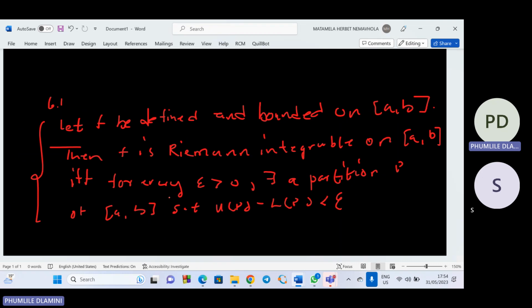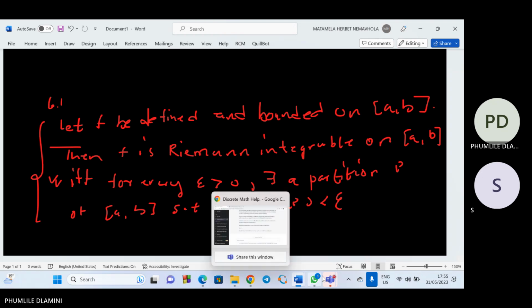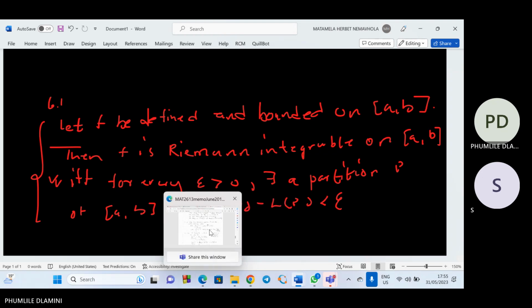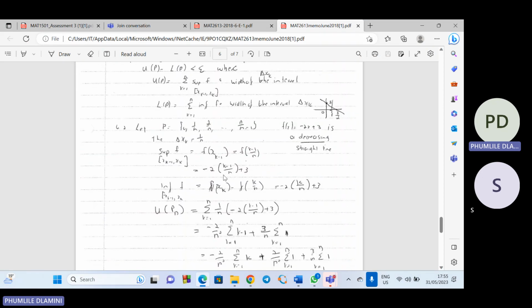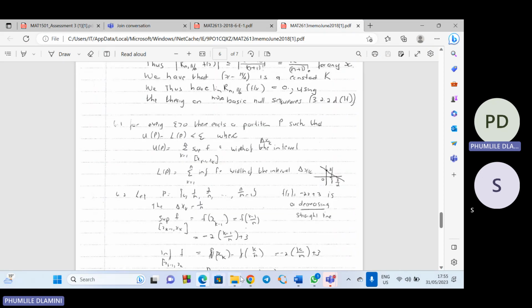So the U(P) equals some supremum, and that is just like defining those two. But the most important thing is that they need this. Everything that we wrote there is the same. But now that you have seen how the memo is, you can rewrite it as it is.